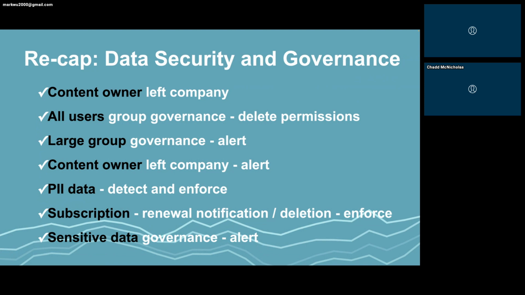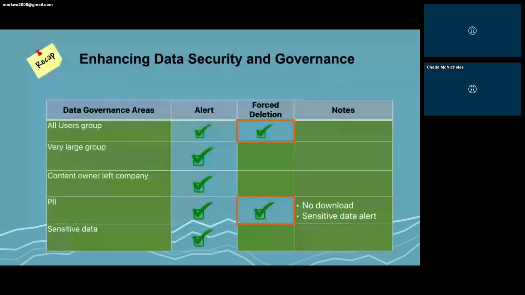PII data, how to detect PII. And I renew subscriptions every 100 days. I have a way to detect and alert on sensitive data with permission differences. Mostly just alerts. If I recap this way, only two things have enforced actions: one is all user groups, one is PII. Not all PII, only a certain category of PII.